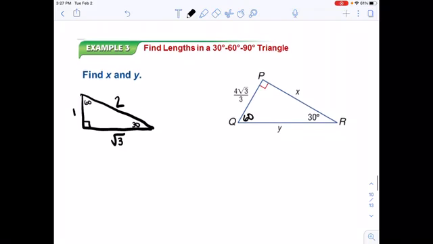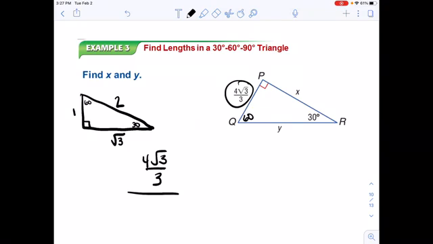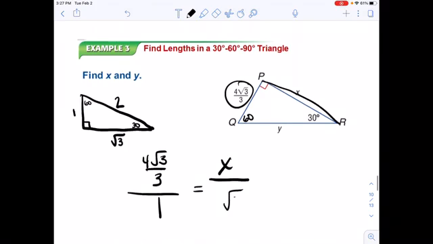Okay? So I know my smallest side, 4 root 3 over 3, has to be paired up with my smallest side, 1, of my special right triangle. Then I can solve for x or y first. I'm going to solve for x first. Over, this is my medium side, so over root 3.